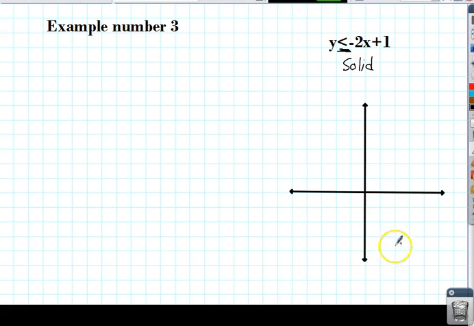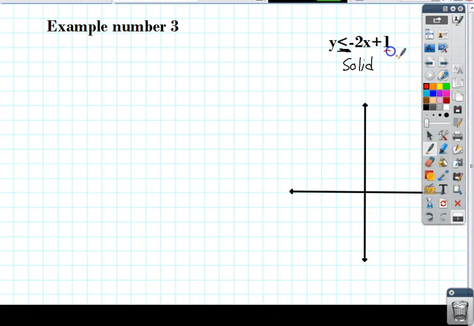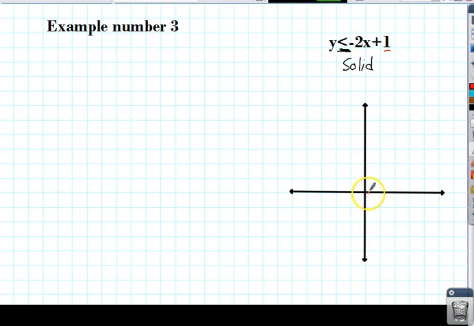So I'm going to graph again my y-intercept of 1 here. And then I go down 2 to the right 1, or up 2 and to the left 1. Solid line, folks, because remember, what? It was less than or equal to.